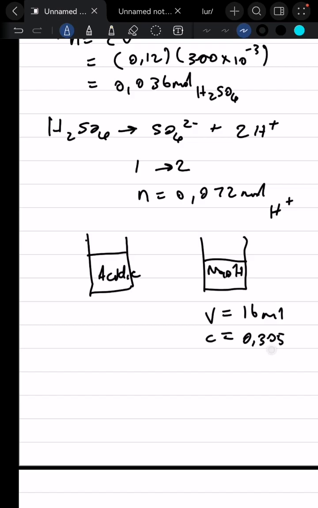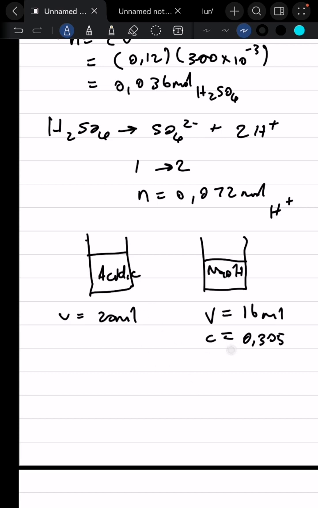0.305 mole per dm cubed. Yes. So the amount will be able to neutralize the acid, if the volume is 20 milliliters. Okay, fine. They will be able to completely neutralize each other.